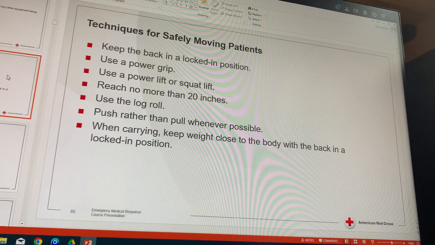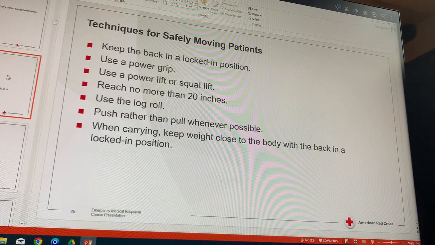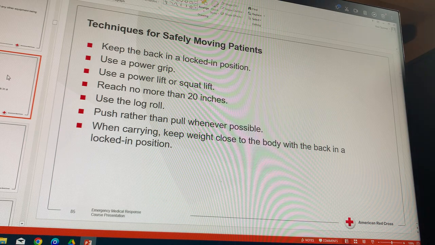Carrying. When carrying, keep weight close to the body with the back in a locked-in position. To minimize injury, both to yourself and the patient, follow these guidelines when carrying the patient. Before lifting or carrying, estimate the total weight to be lifted or carried. Do not forget to include the weight of any equipment used in addition to the weight of the patient.